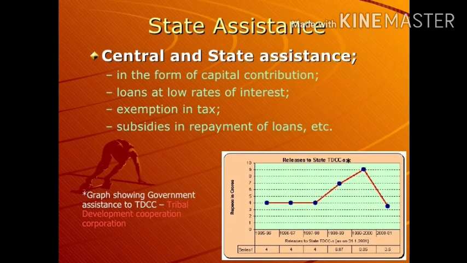Next characteristic is stable life. So the life of cooperative societies is fairly stable, with continuous existence, and existence not affected by death, insolvency, lunacy, or resignation of any member. So it continues and it is not affected by the death, insolvency, lunacy, or resignation of any members.